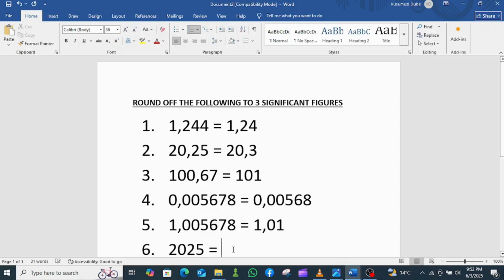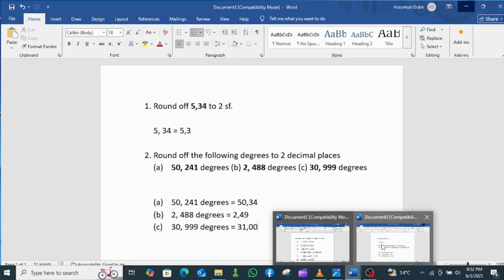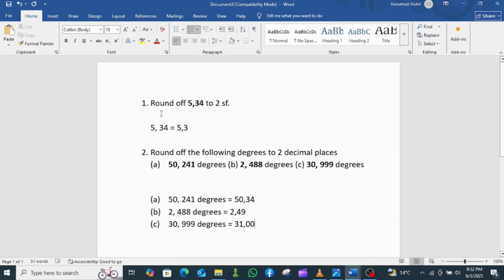This year is 2025, so let's round off 2025. We count 1, 2, 3. We look at the fourth number. The number is 5, so we add 1 to 2, which gives us 2030. That's all you need to know when rounding off numbers to 3 significant figures.